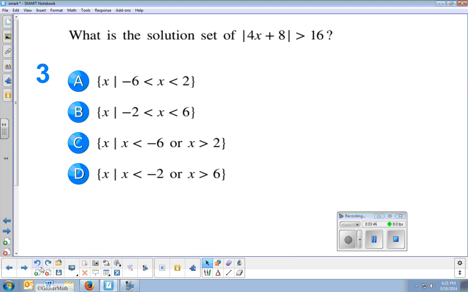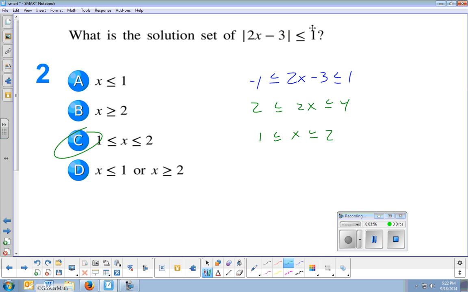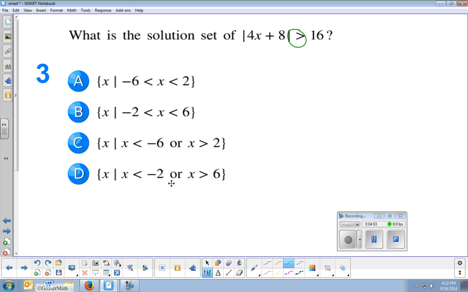All right, let's look at another example, except this time the big difference is that this is a greater than symbol. And so we can't do what we've been doing by putting the negation of 1 on the left and 1 on the right in between. It doesn't work for greater than. For greater than, you're going to end up with two completely separate inequalities. You end up with 4x plus 8 is greater than 16, which is exactly what this is, just removing the absolute value bars.